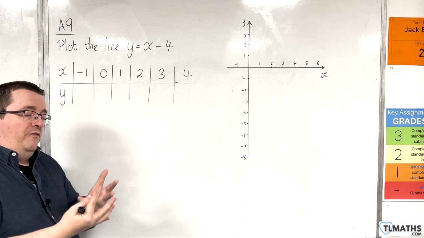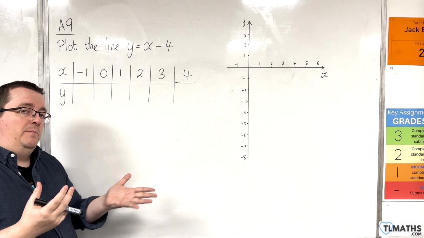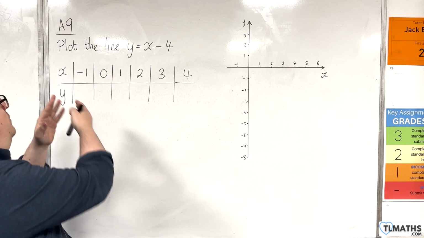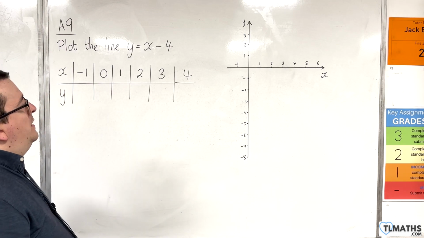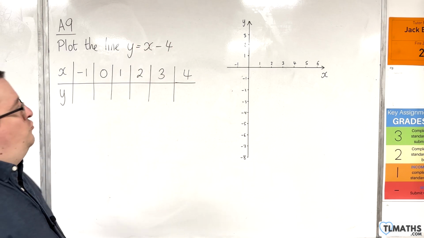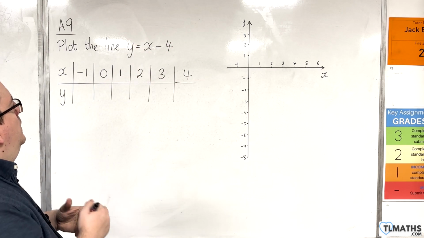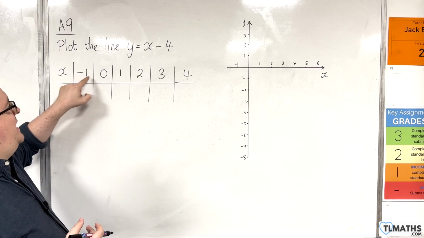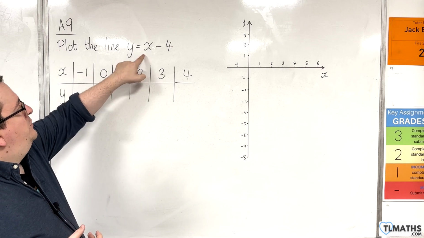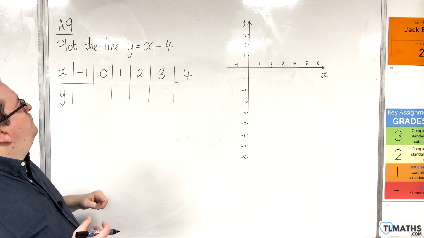Sometimes the table will be filled in for you, sometimes it might have some gaps. In this case, there's nothing there yet for us, so we need to fill that in, and then we're going to plot the points, and then we're going to draw a line. So how does this work? Well, what you're doing is you're substituting these x values into this equation here.